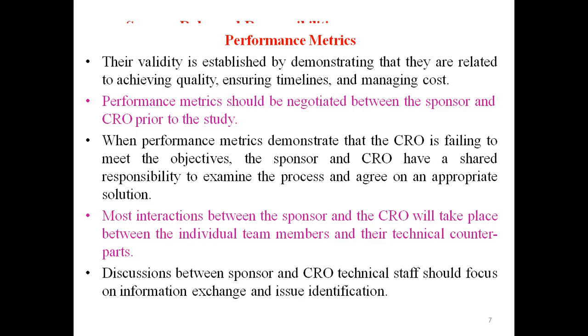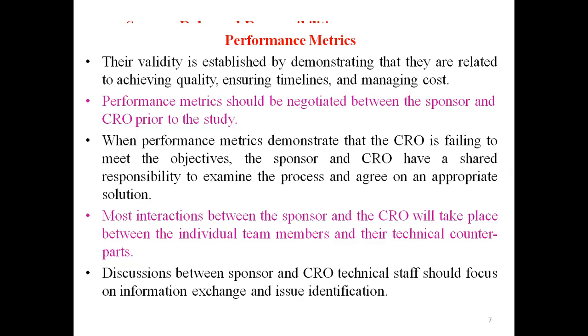If it is less than 30,000, then the budget spent has been very much less than the allocated budget. That has to be given a proper explanation to the CRO by the sponsor, and that has to be discussed. So the performance metric should be negotiated between the sponsor and CRO prior to the study. Is there any kind of thing that has been observed?